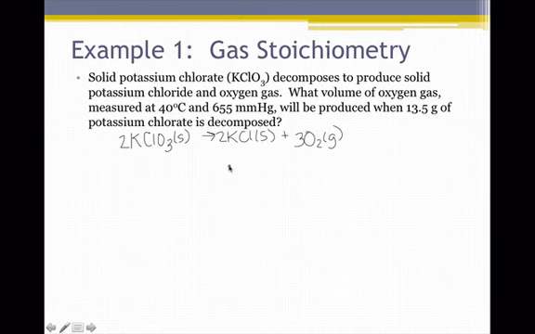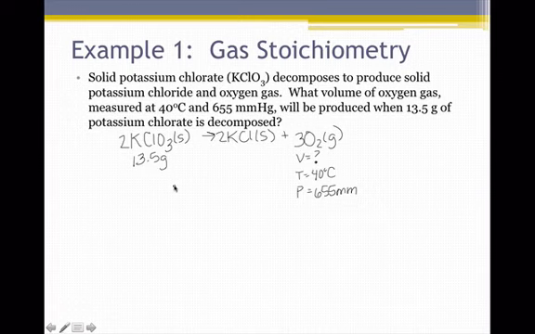All right, let's write what I know and what I'm looking for. What volume of oxygen gas, so I'm looking for that, measured at, so I have a temperature of 40 and I have a pressure of 655 millimeters of mercury, will be produced when 13.5 grams of potassium chlorate is decomposed.